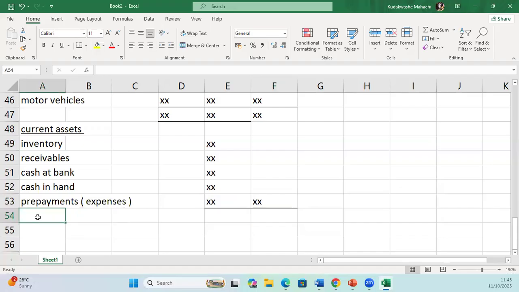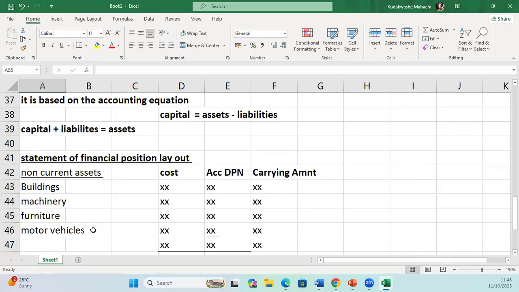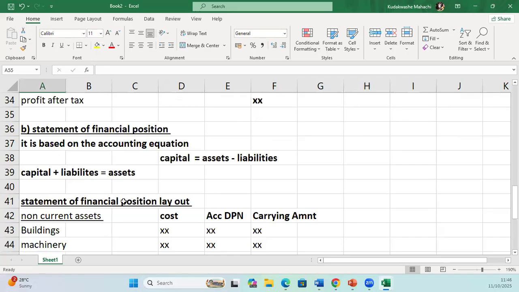Then what we get here is the total assets figure. So now we have the assets. We are done with the first side, the assets. We have said that in the balance sheet, we need to prove that the assets are equal to capital plus liabilities.